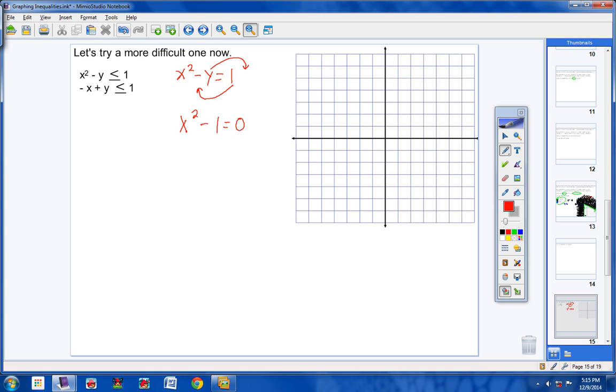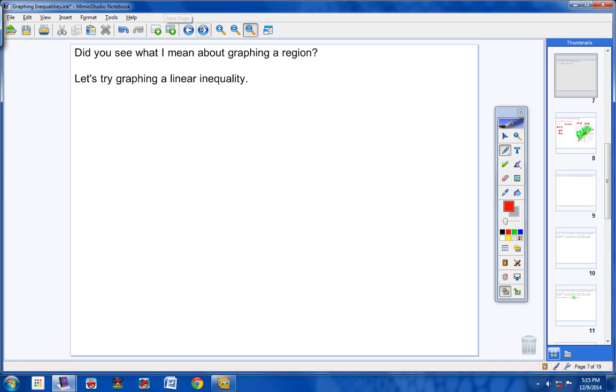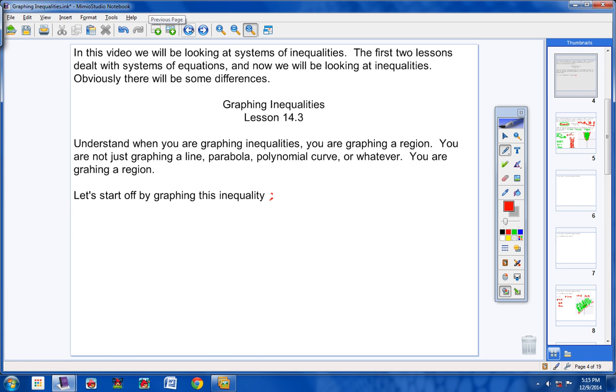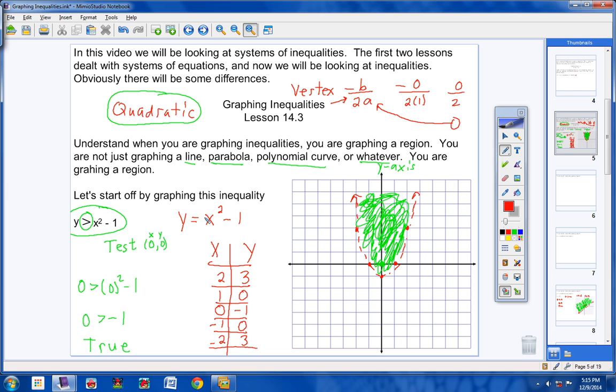Got it? I messed up again, didn't I? Sorry. Third time's a charm. X squared minus 1 equals y. Now, if you look back in your notes, we've already graphed this. Let's go back in our notes here real quick. It's the exact same inequality we had here. Y equals x squared minus 1.